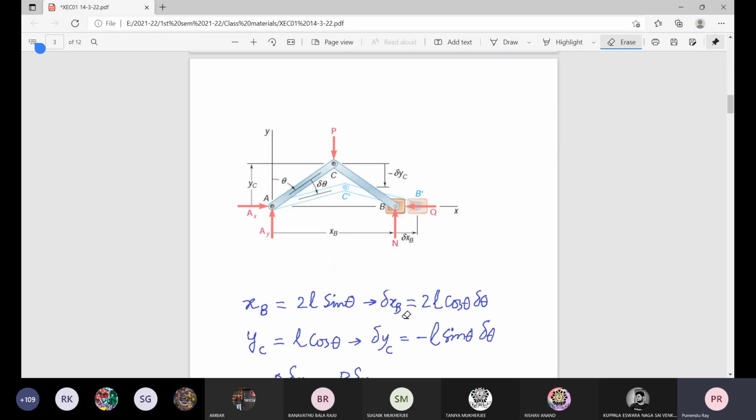And here is a certain important thing. The original location of XB was 2L sine theta. Okay. And when we provide some change in angle delta theta to have delta XB towards the right, or you give this linear displacement towards the right, there will be a certain change in angle theta, that is delta theta. And this is the relation for the movement of B towards the right, that is along the X direction, and the change in angle.